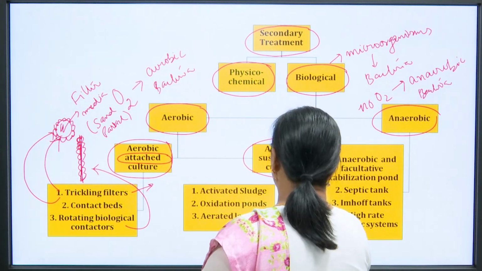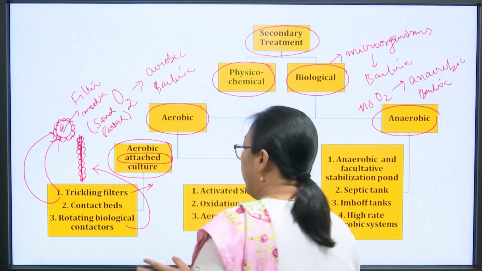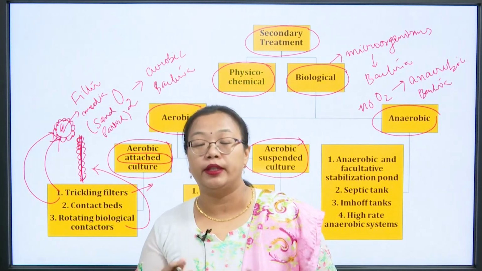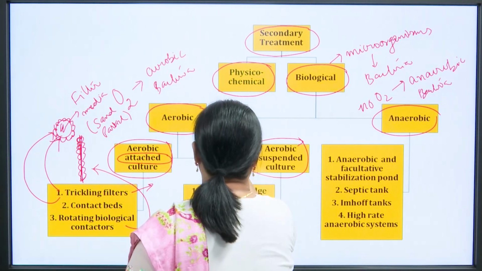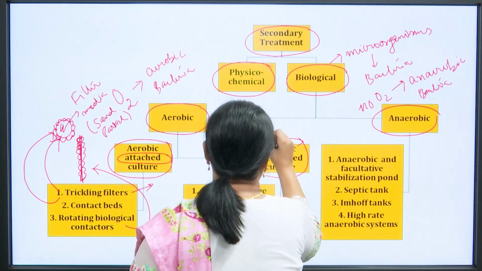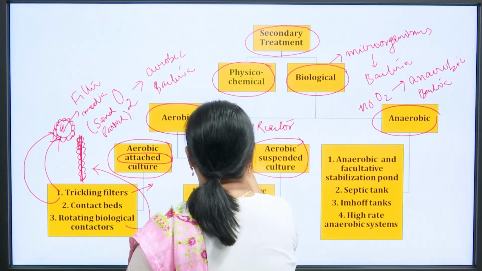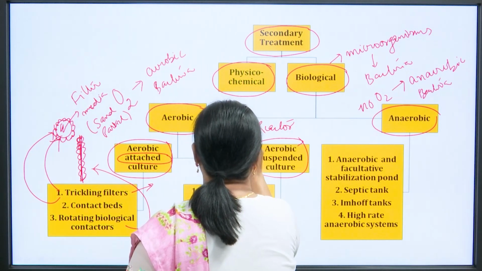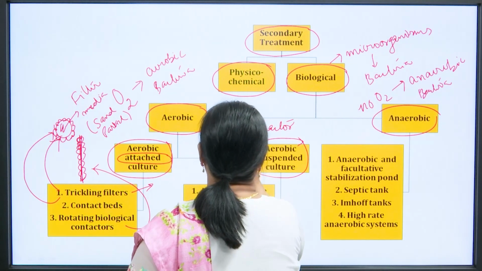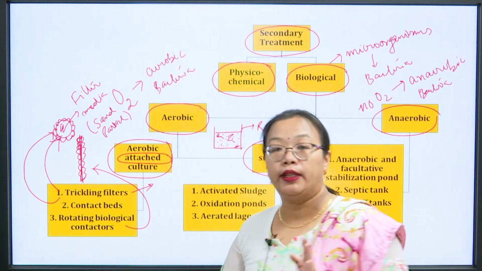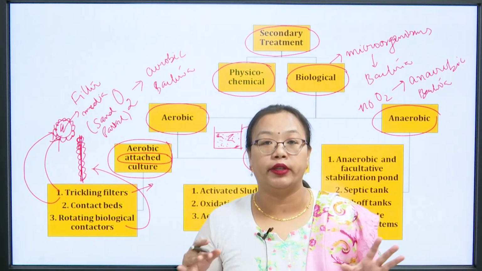When we talk about aerobic suspended culture, the bacteria will be in suspension in the solution, right. In this case we will have a reactor of any size or shape, and the bacteria and the sewage or wastewater sample will be mixed together. You do not have any type of surface where the bacteria will stick; they are free flowing.